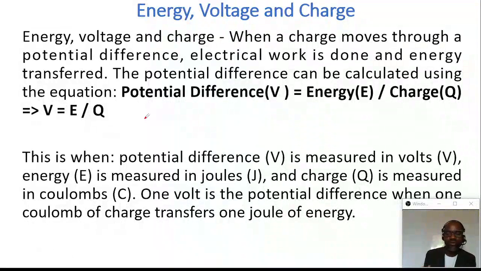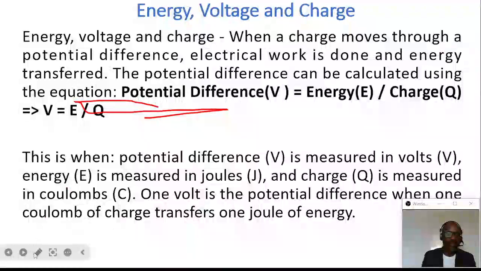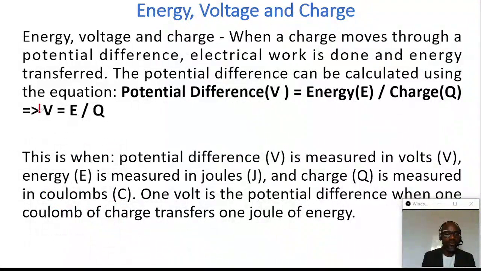When a charge moves through a potential difference, electrical work is done and the energy is transferred. That has been said before. The potential difference can be calculated using this formula, all right? As we earlier pointed out, potential difference is also known as voltage, and it is associated with energy and charge. So that's what we're trying to explain once again.